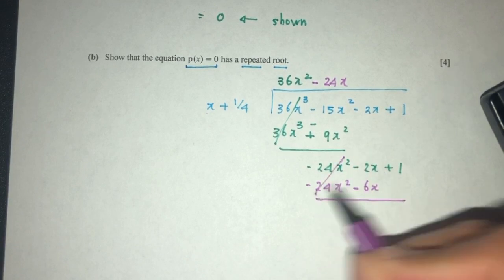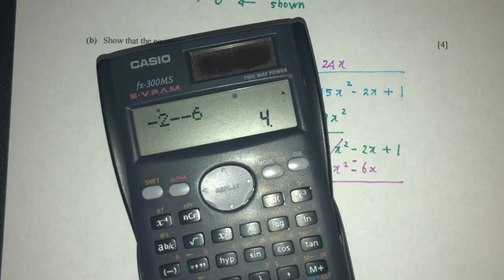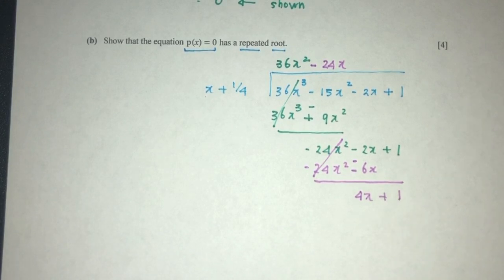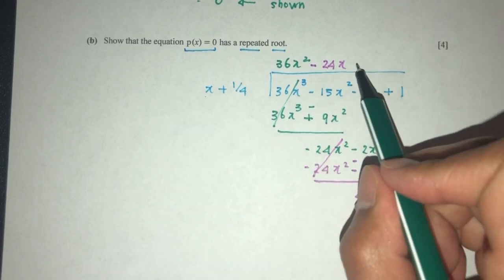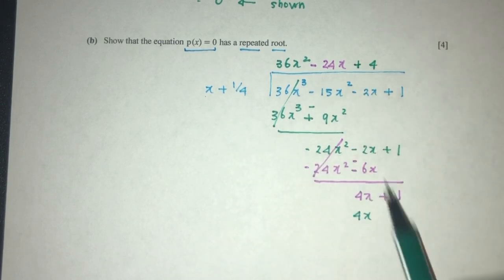This will cancel out. So minus 2 minus 6 will be 4, so plus 4x plus 1. Now simplify. Let's see what happens. Here we have fx, and here we have 4x. So we have to multiply by plus 4 to get 4x. That will be 4x, and this will become plus 1, obviously, and that will become 0.